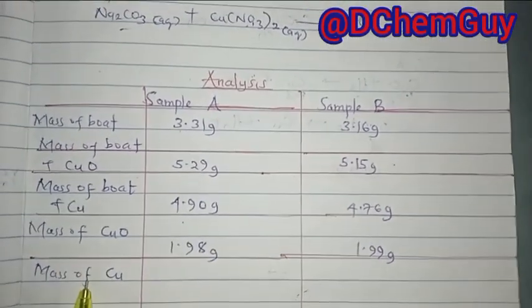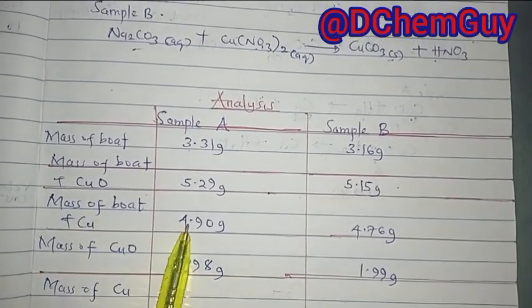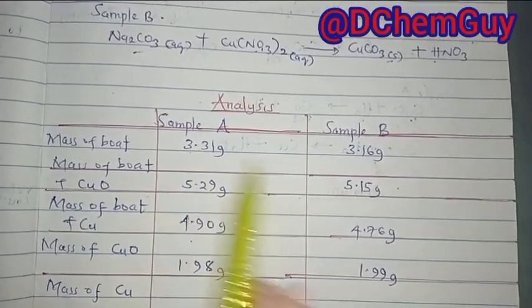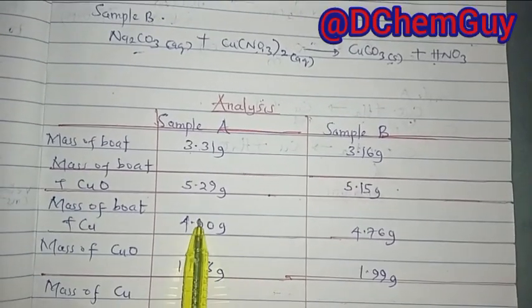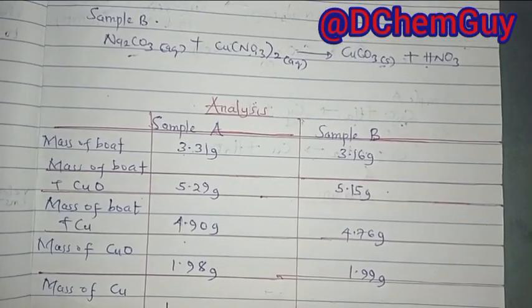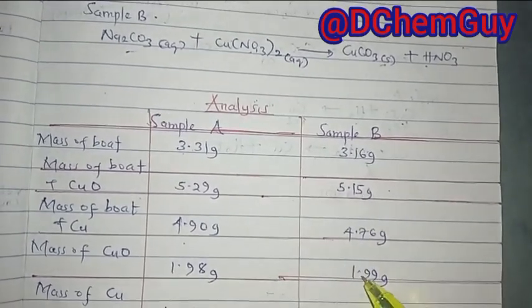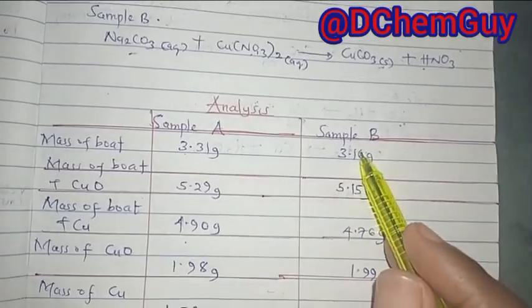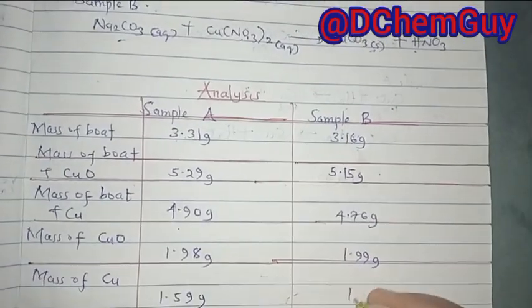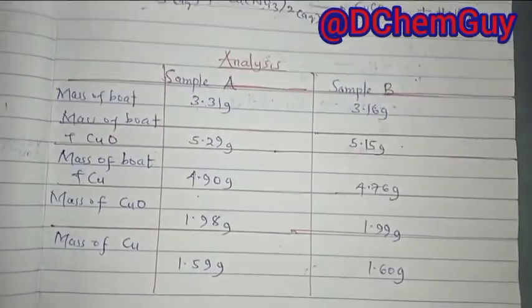So how do we now get mass of copper? Easy. Mass of boat plus copper minus mass of boat. So that is this minus this is going to give you 1.59 gram. While this minus this is going to give you 1.60 gram. Now, so what do we do next?